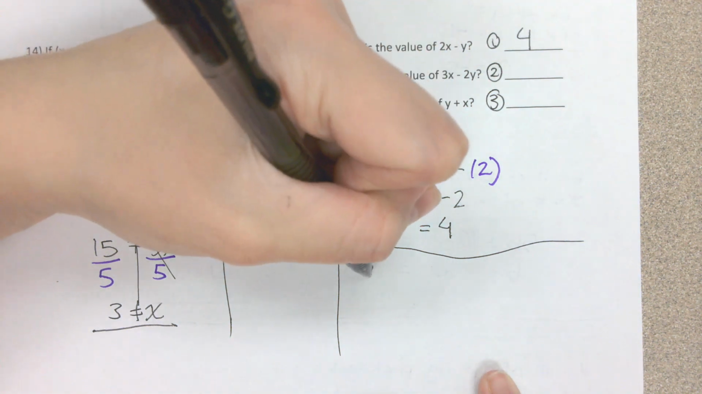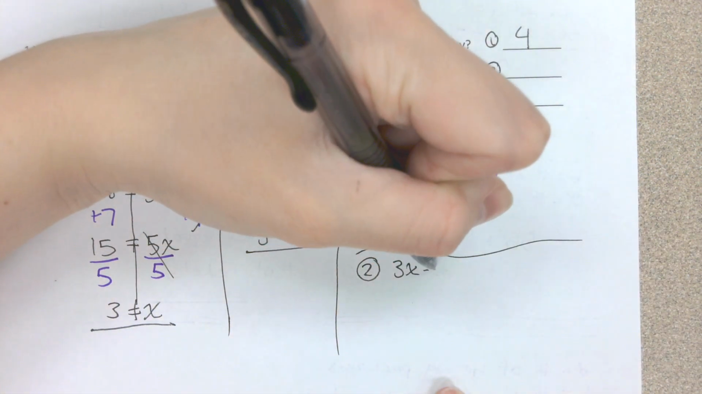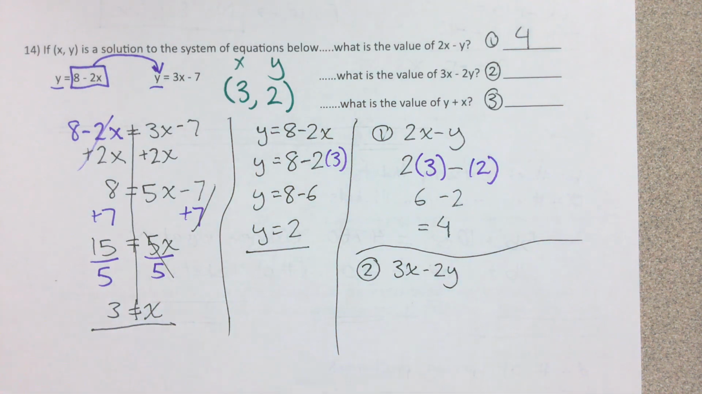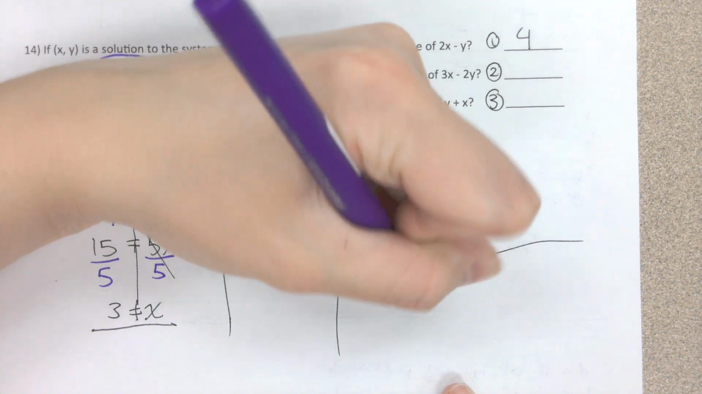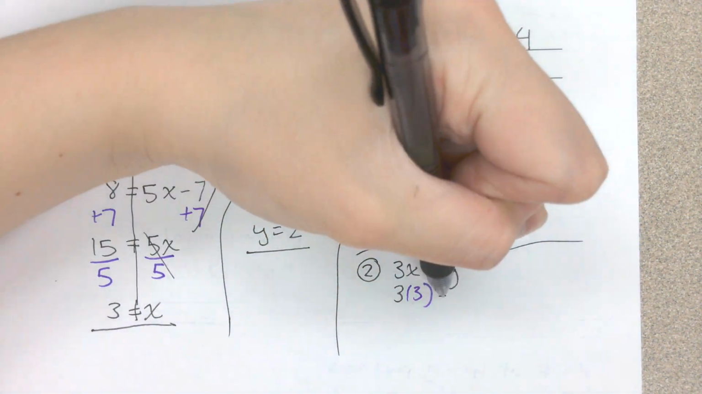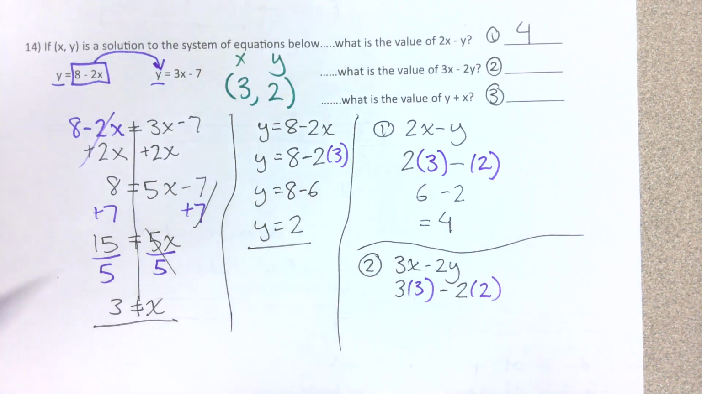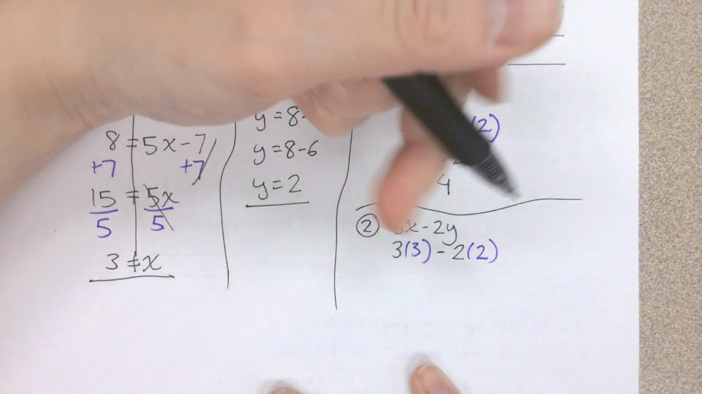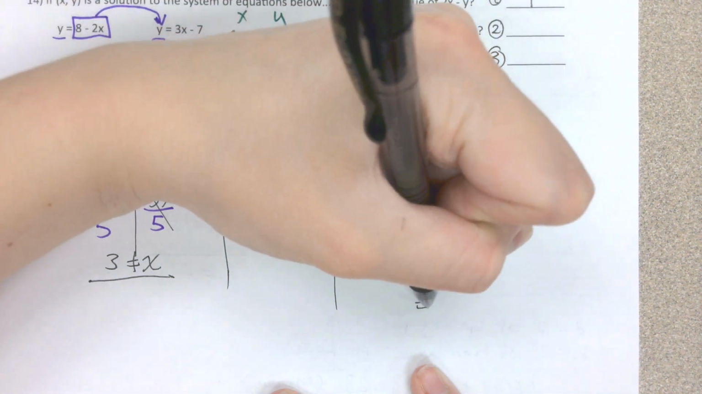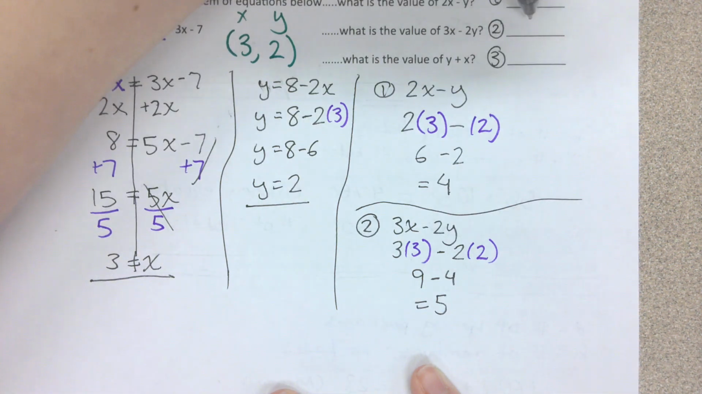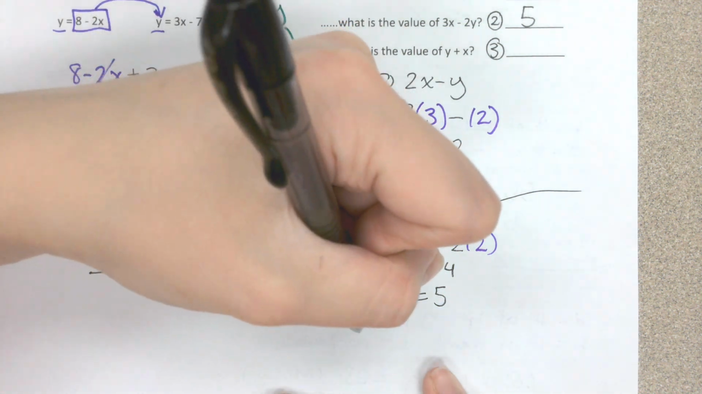It's number 1. Number 2, 3x minus 2y. Three times x is 3 minus 2 times y is 2. Just a coincidence. 3 times 3 is 9 minus 2 times 2 is 4. 9 minus 4 is 5. One more.